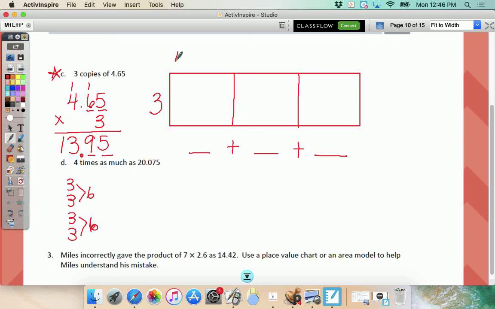What I always get confused on is the last one. Okay, well, look at the 4. It's in the ones place. Then the 6 is in the tenths. And the 5 is in the hundredths. Okay? So it's a little bit like the place value chart.